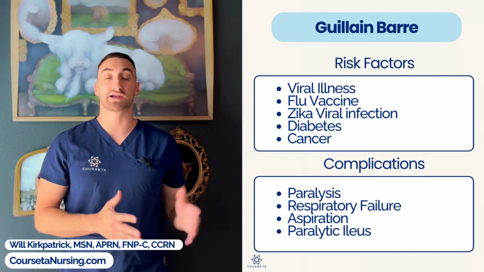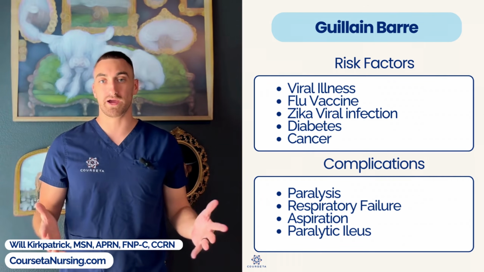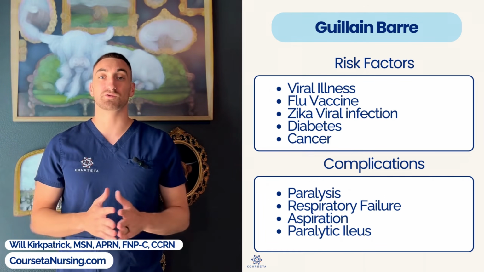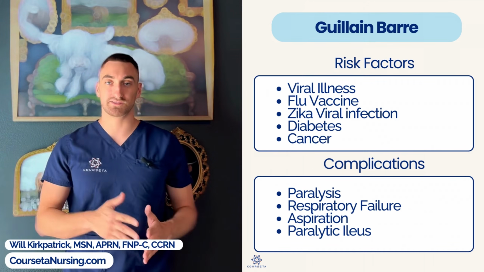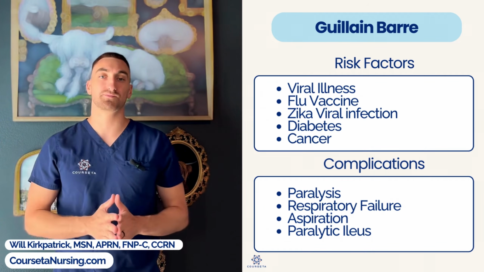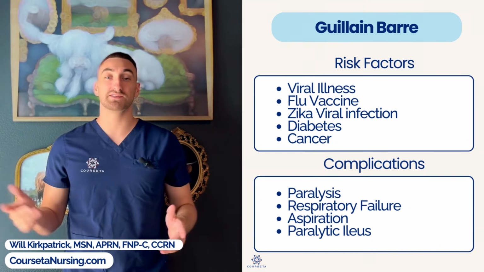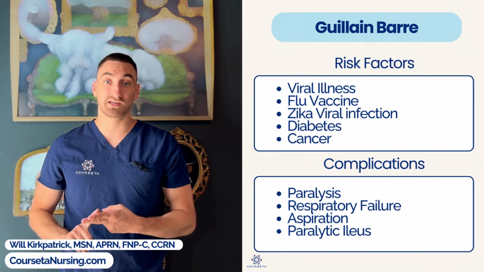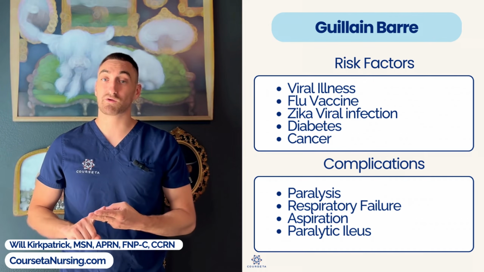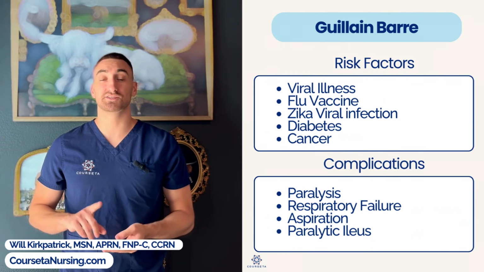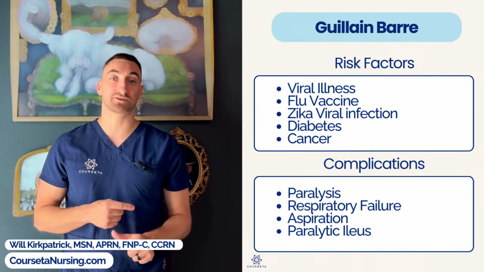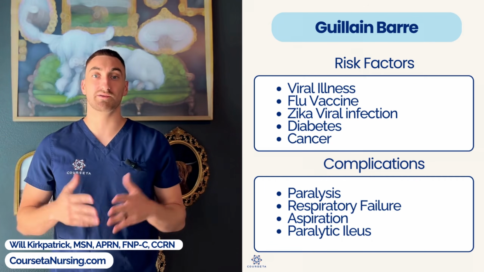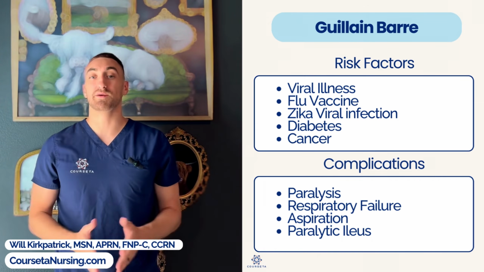Now let's go over the risk factors and complications of Guillain-Barré. So once again, this is an autoimmune disorder, but it is less likely to be hereditary, such as with myasthenia gravis. Guillain-Barré is typically related to an event such as a recent viral illness, or a flu vaccine is a possible cause, a Zika viral infection as well. And then lastly, conditions such as diabetes and cancer make it more likely that you would get an event such as Guillain-Barré. Of course, what are the complications?